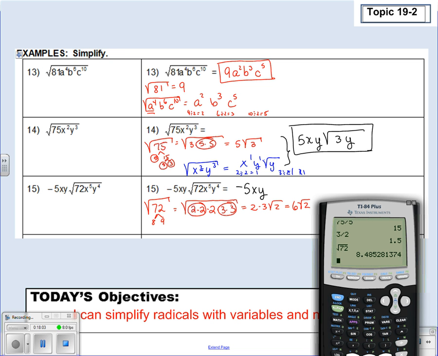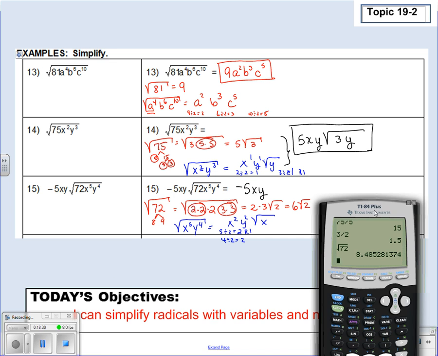Let's look at my variables. We have the square root of x to the 5th and y to the 4th. X to the 5th, this will be 5 divided by 2. That'll give us 2 with a remainder of 1. So this will be x squared. And then there's a 1x underneath the radical. The y to the 4th, that's 4 divided by 2. That gives us 2. So this is y squared.